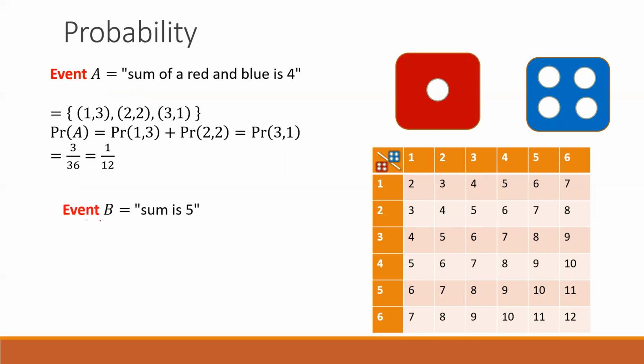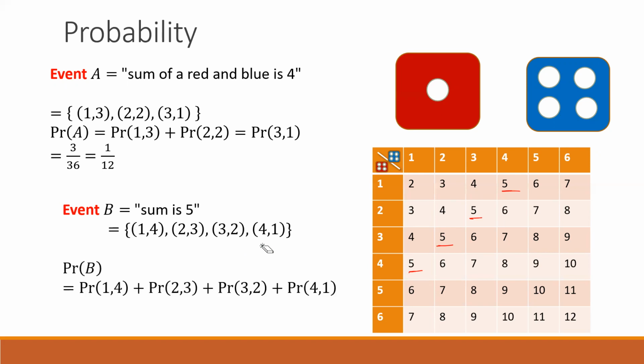What if we have event B, the sum is 5? Well, what do we expect our probability to be then? We can go over to our table and count all of the 5s. There are 4 of them, each occurring with a probability of 1/36, right? So these are the 4 possible outcomes in my event B, and the probability of B is each of these summed up, which is 4/36 or 1/9.